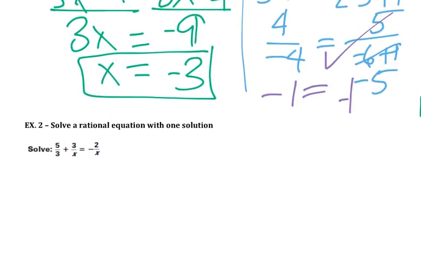All right, let's move on to example 2. This example is a little more complex. We can't just cross multiply because we don't have two fractions that are equal to each other. We don't have two ratios equal to each other. So we are going to solve by finding the least common denominator and multiplying. This is somewhat similar to method 2 that we use to simplify complex fractions.